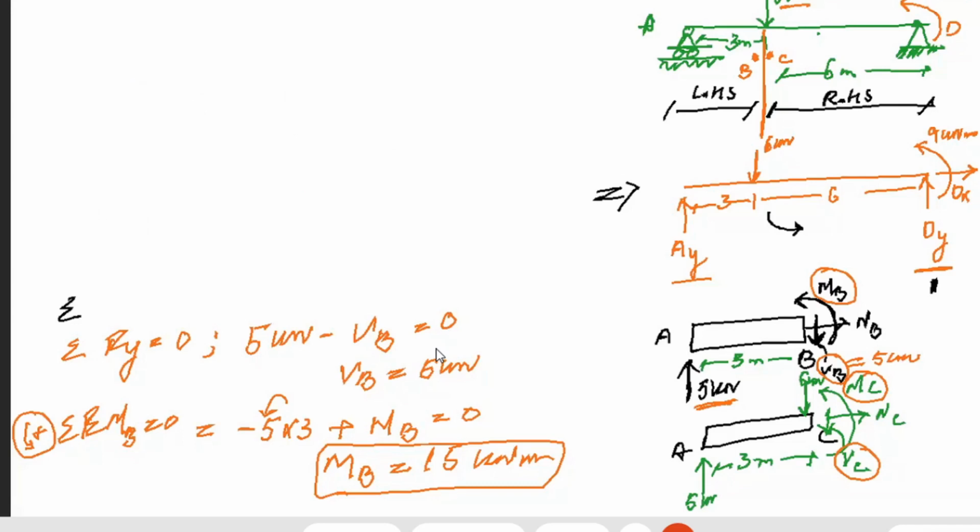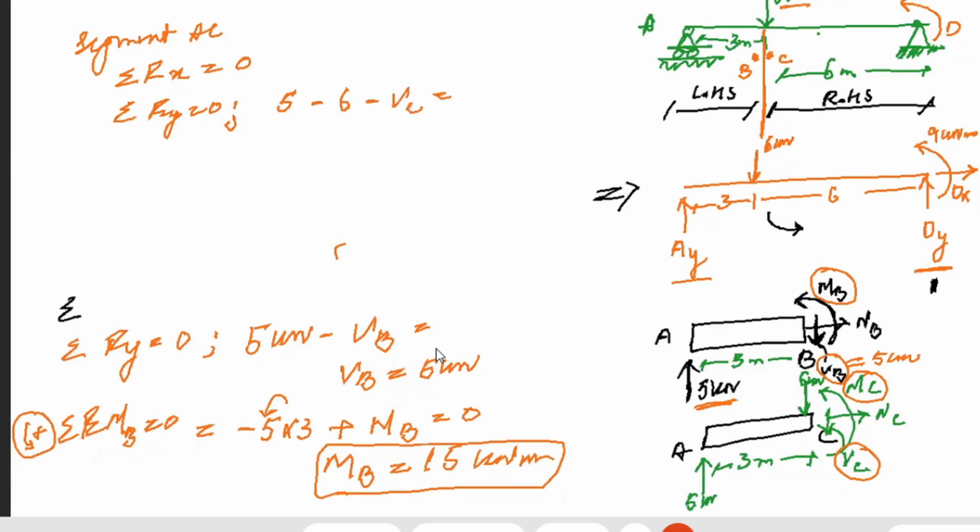Okay, now which segment will we be dealing with? One more segment, which is AC. Segment AC. What are the unknowns? Firstly, summation of forces in x is 0, summation of forces in y is 0. For the y summation of forces, we have 5 kilonewton, and then we have 6 kilonewton from the top. Then we have VC, that is equal to 0. Therefore, you can say VC is equal to -1 kilonewton.